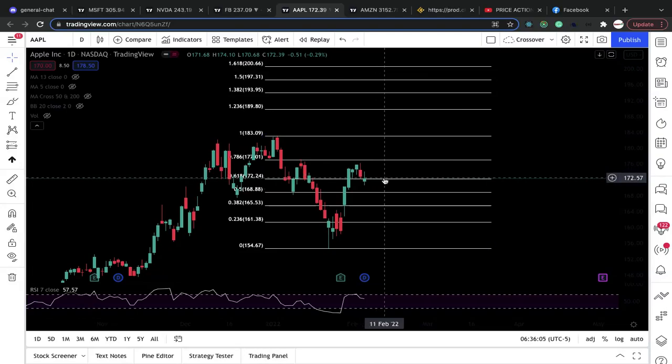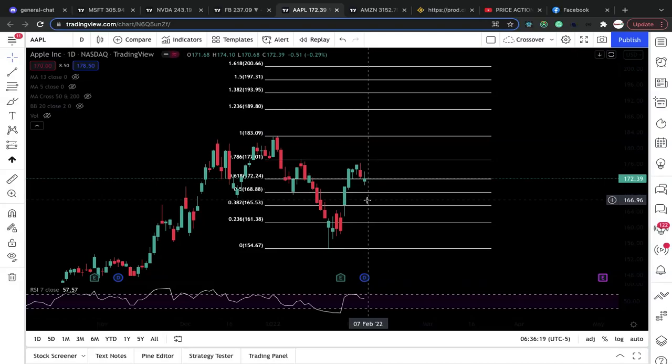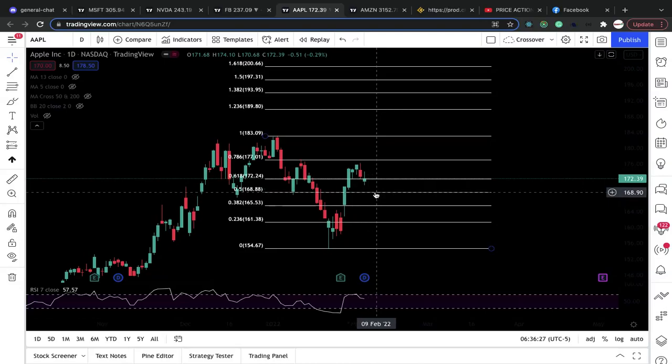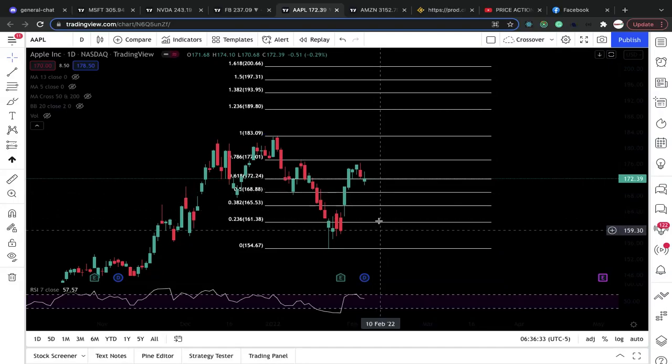Holding above 172.24 or bouncing off 168.88 is bullish as well. Okay? Below 168.88, if I see we lose that support, this is a daily chart, right? So if I see we lose that support, and then the next day that support gets treated like resistance, we most likely lost that level, and we are most likely heading down to lower lows.